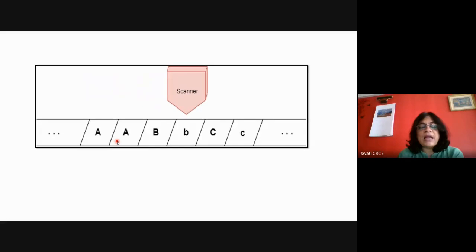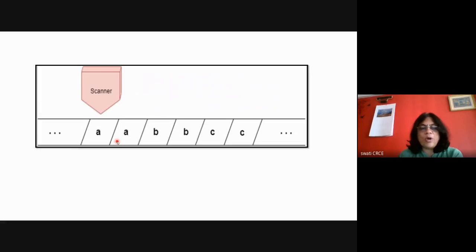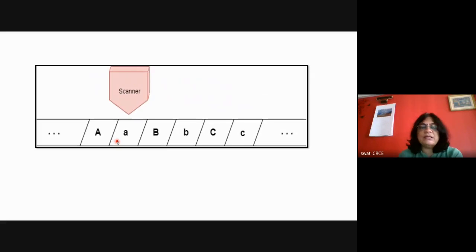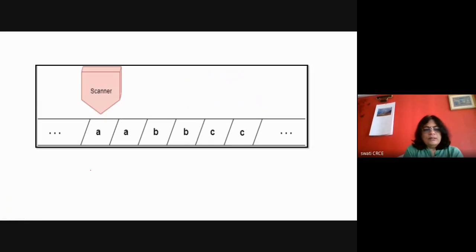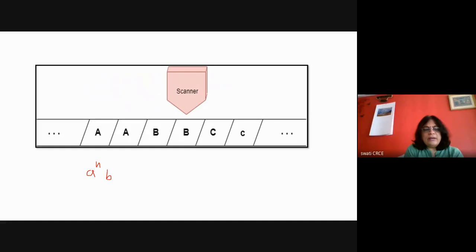The example is: design a Turing machine that understands strings of type a raised to n, b raised to n, c raised to n, where a, b, c are symbols. So we want to design a machine which can understand a string of this type. I'll write down the example here.